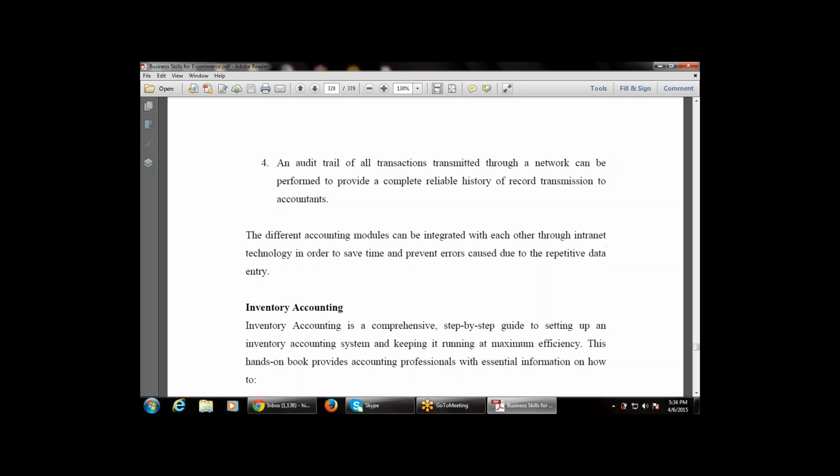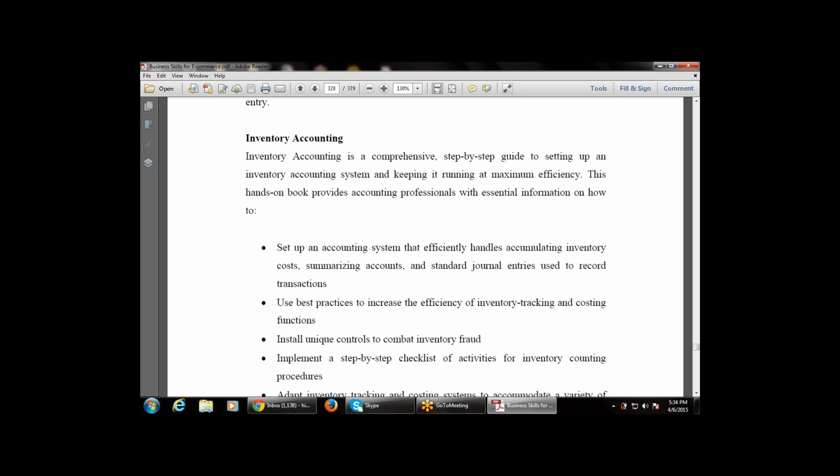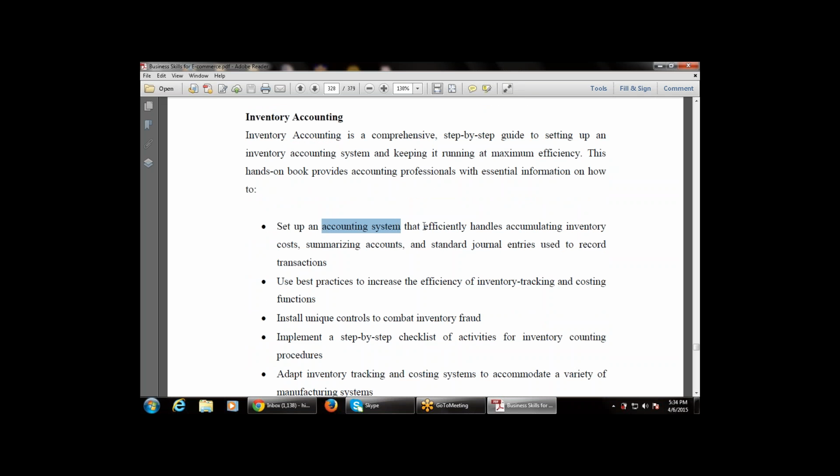This hands-on book provides accounting professionals with essential information on how to set up an accounting system that efficiently handles accumulating inventory cost, summarizing the accounts, and the standard journal entries used to record the transaction. That is also part of the inventory accounting.